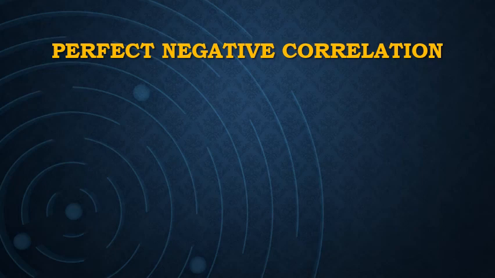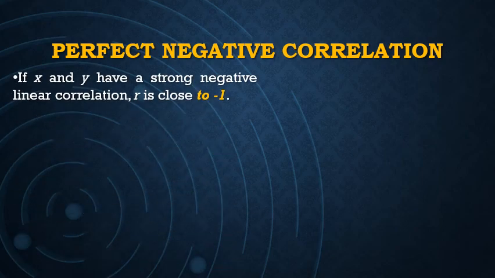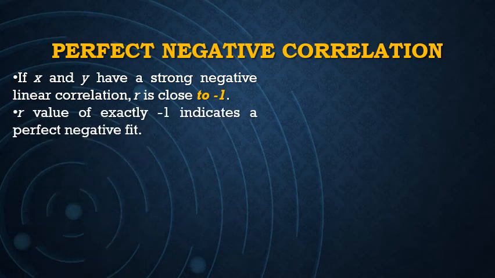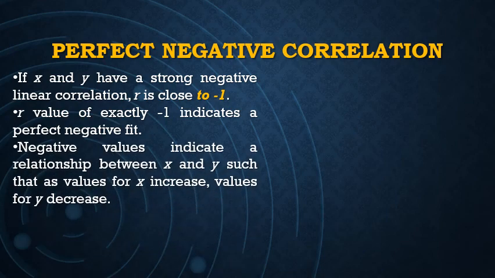Okay, let's see the perfect negative correlation. If X and Y have a strong negative linear correlation, then R is also -1. So exactly -1 indicates a perfect negative fit. A negative value indicates a relationship between X and Y such that as the value of X is increased, the value of Y is decreased. It means one is increasing, another is decreasing.